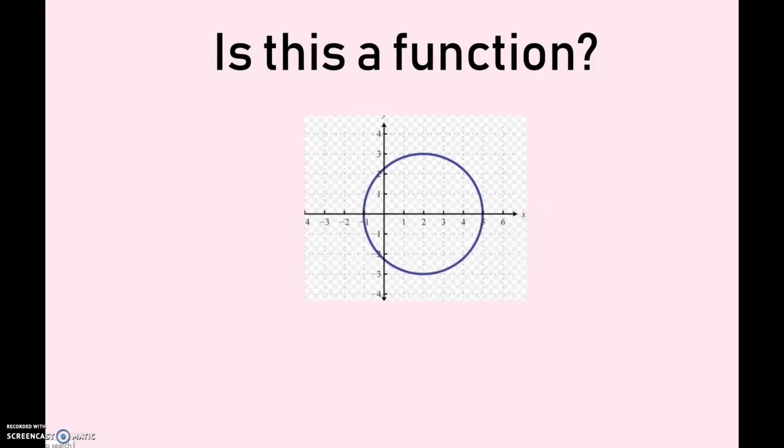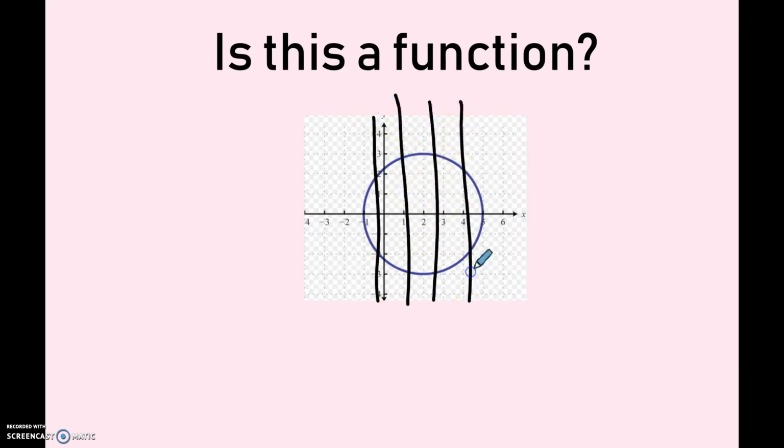Is a circle a function? This time when I draw my vertical lines down the center of the graph, unfortunately, at some spots, I hit the graph more than once. The second that even in one vertical line, I hit the graph more than once, that means that the vertical line test failed. And unfortunately, a circle is not a function.